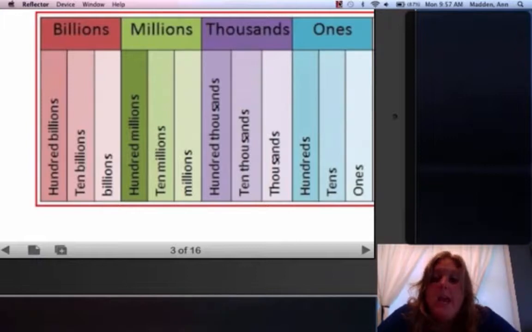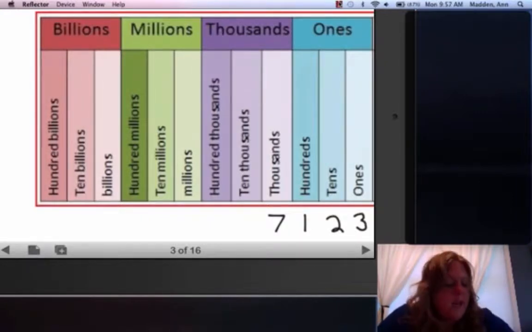7,123. Each digit, the 7, the 1, the 2, the 3, has a specific spot to sit. So if I were to write 7,123, it would be written like this, each digit specifically sitting in a place value.